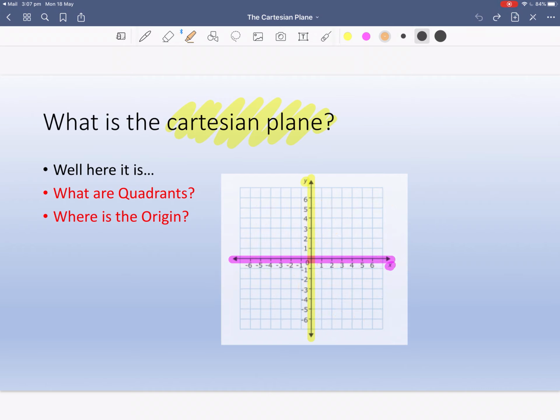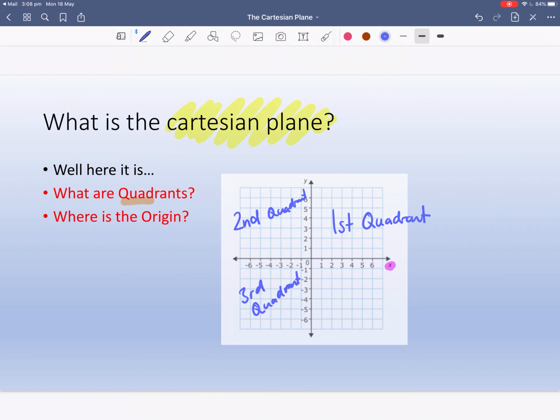Okay, so I'm going to get rid of all those highlighters, and it goes, what are quadrants? Well, quadrants, if we look at here, it looks like quad, and quad means 4. So we've got to split the Cartesian plane into 4 bits, and this is the first quadrant here. Okay, so I'm going to call that first quadrant. And make sure you write this down. This is second quadrant, third quadrant, and this is the fourth quadrant. So it goes around like that and back up.